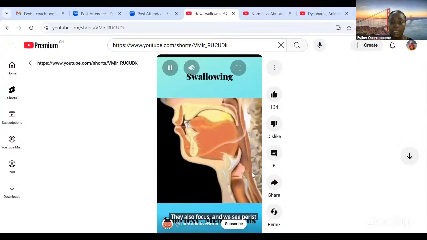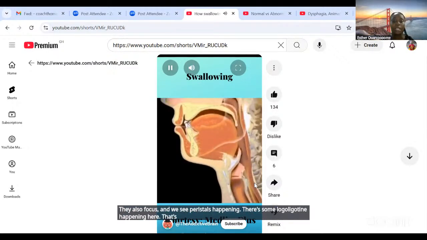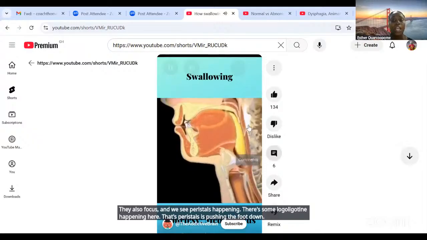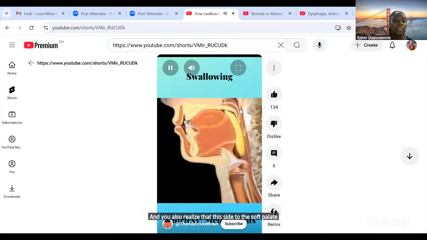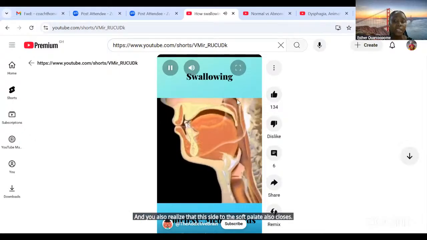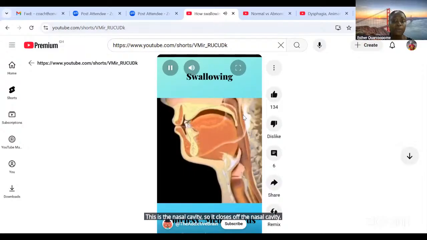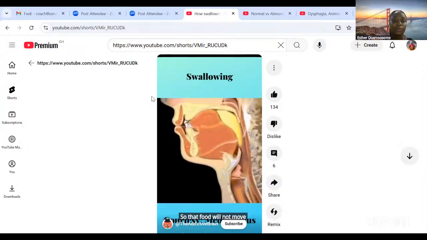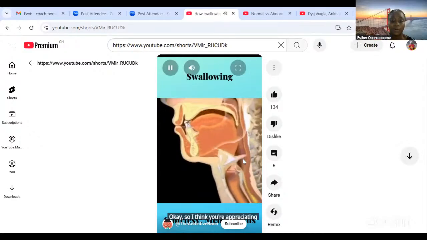and we see peristalsis happening. That's peristalsis pushing the food down. And you also realize that the soft palate also closes. This is the nasal cavity. So it closes off the nasal cavity, so the food will not move from this side to come out of the nose. Okay, so I think you're appreciating swallowing now.